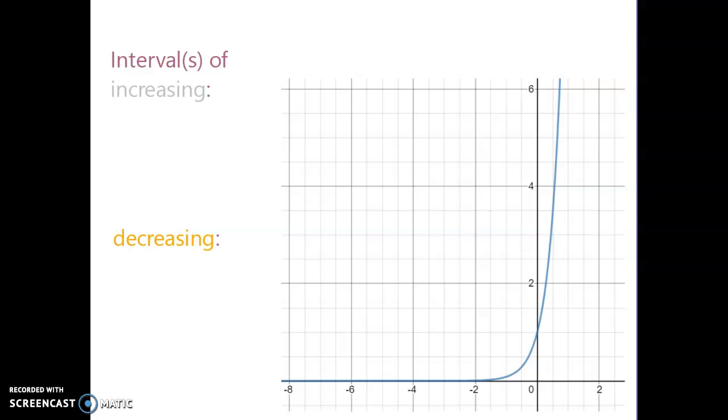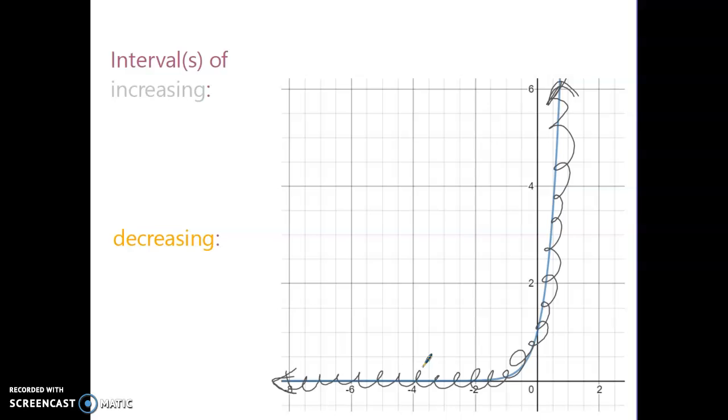Okay, let's keep looking. Increasing and decreasing. Okay, so increasing means it's going up. Decreasing means it's going down. So look at the shape of this one. We always read our graphs from left to right. And as I am moving from left to right, you can see that this one is constantly going up. It's going up really fast over here on the right-hand side. It's going up much more slowly over here on the left-hand side, but as I move across the graph from left to right, it is going up.